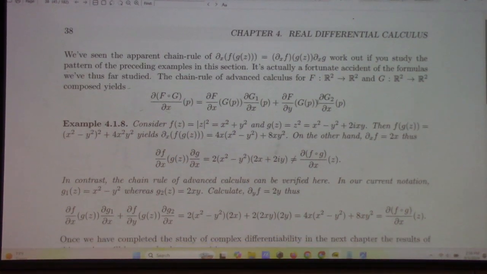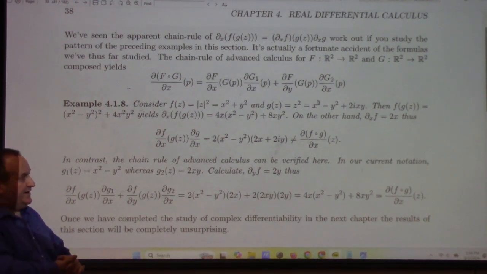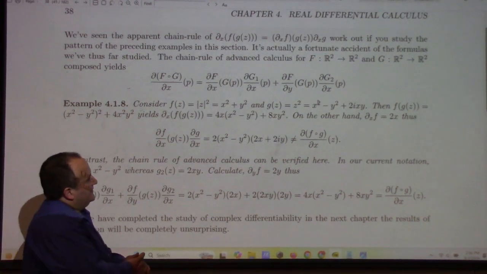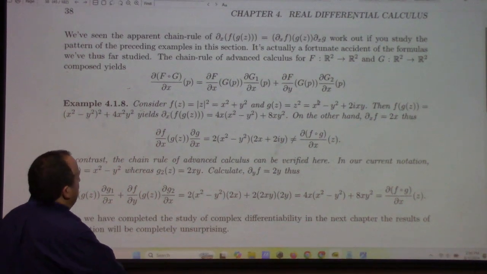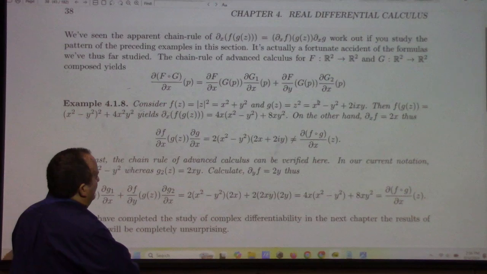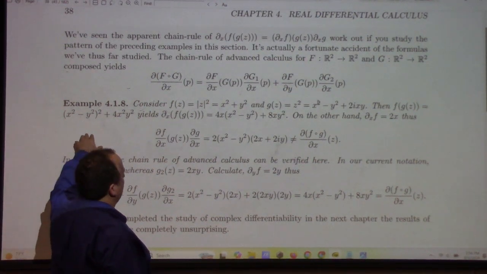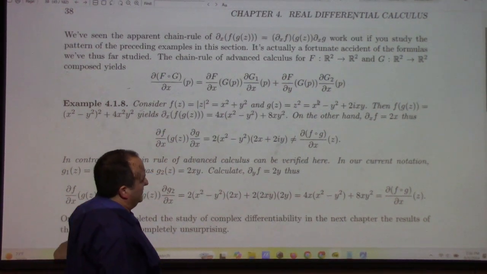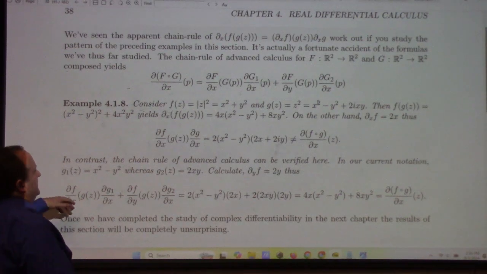So let's see, here's an example where it doesn't work. If I look at f of z is the modulus of z squared, x squared plus y squared, and g of z is z squared, then f of g of z is that. And it is not the case that, you kind of would expect maybe, well, I don't know what you'd expect, but this is not what happens. Let's see here. Well, I guess you could just stop at f of z.